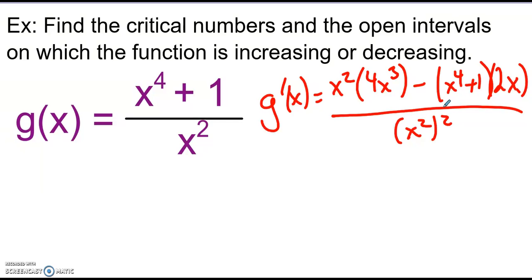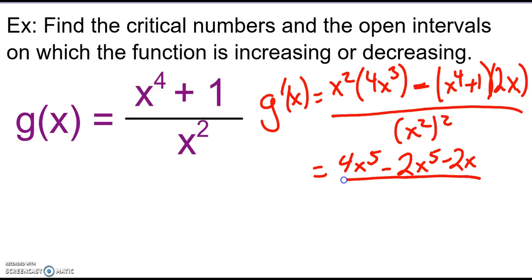Okay. Now, before we didn't necessarily always simplify these. In this case, we're definitely going to want to, to help us figure out what these critical values are. So I'm going to simplify a little bit. I'm going to go ahead and multiply here, get 4x to the 5th, and then distribute through. And please remember we have a negative here, so that has to distribute through as well as the 2x. So that would be 2x to the 5th minus 2x over x to the 4th.